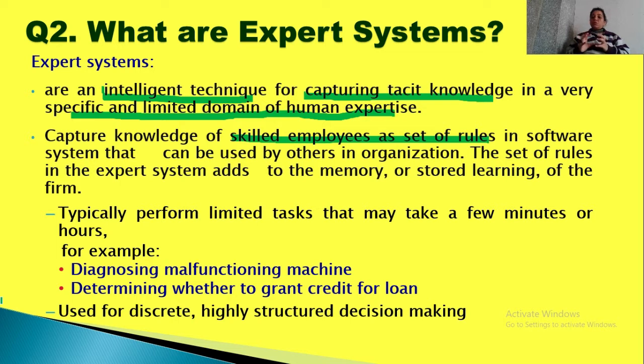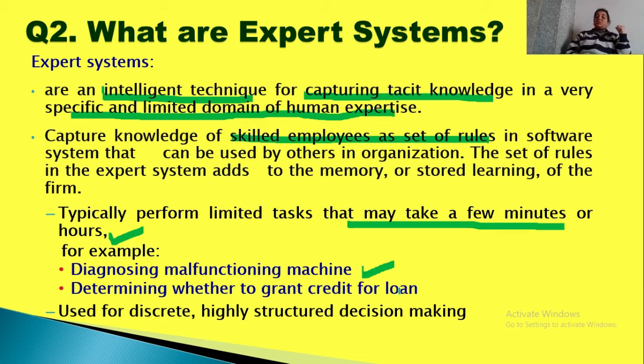Now these set of rules become a permanent part of the expert system and are stored in the memory for futuristic learning also. Now, which kind of tasks can be performed by any expert system? Tasks that may take a few minutes to hours basically. All such tasks can be done through an expert system. For example, diagnosing the malfunctioning of a machine. A particular machine is not working properly. What can be the problem in it? It can be diagnosed through an expert system.